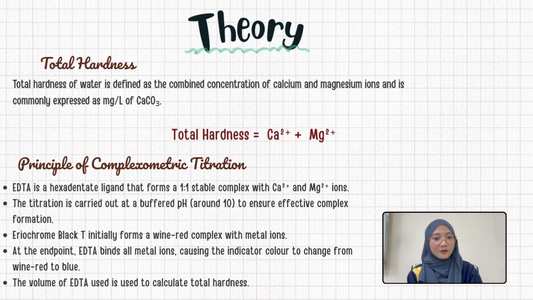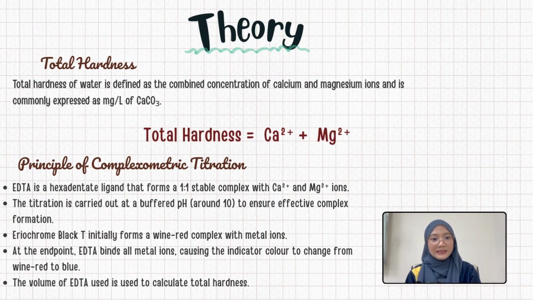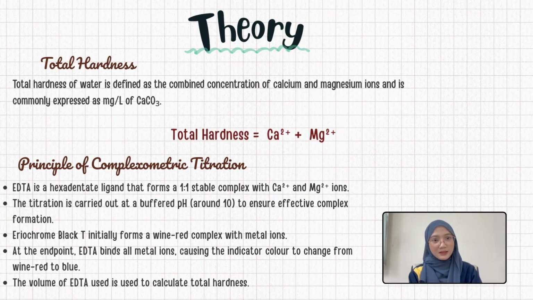So the determination of total hardness is based on the principle of complexometric titration. In this method, EDTA acts as a hexadentate ligand and forms a stable 1-to-1 complex with calcium and magnesium ions. The titration is carried out at a buffer pH of around 10 to ensure effective complex formation. Eriochrome Black T is used as an indicator, which initially forms a wine-red complex with metal ions, and at the endpoint, as the titration proceeds, EDTA binds all the metal ions, causing the indicator color to change from wine red to blue. The volume of EDTA is then used to calculate the total hardness of the water sample.